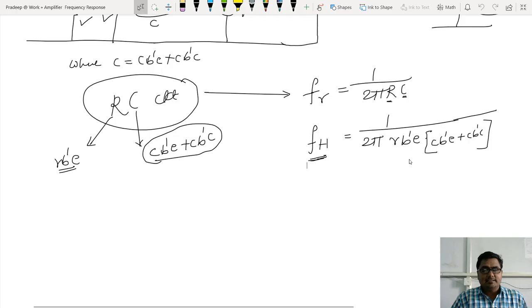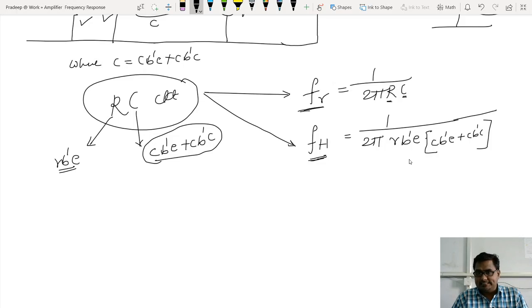So if it is an RC circuit, its cutoff frequency is FR. That's what the cutoff frequency is. But now this is not an RC circuit. Actually, it is an amplifier. So if it is an amplifier, I must write higher cutoff frequency. Instead of FR, resonant frequency, it must be the higher cutoff frequency.